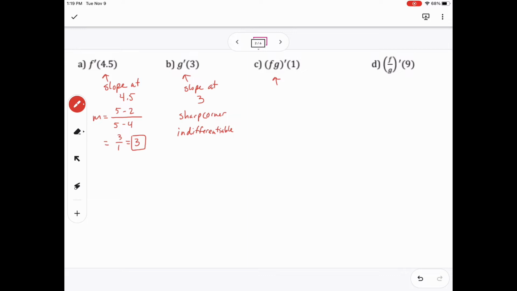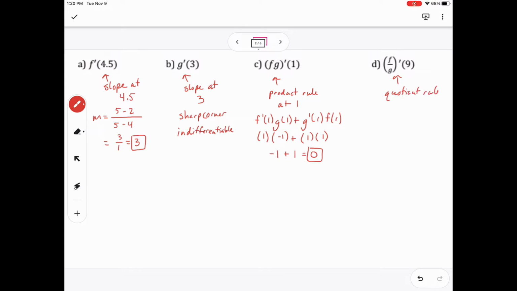Letter C, we're looking at the multiplication of two things and their derivative at a certain value. So this would suggest that I need to use the product rule at 1. That means f prime of 1 times g of 1 plus g prime of 1 times f of 1. At those points, I'll look at the slope at 1 for f times what the y value at 1 for g is, plus the slope of g at 1 times the value of f at 1, which gets me the value 0.